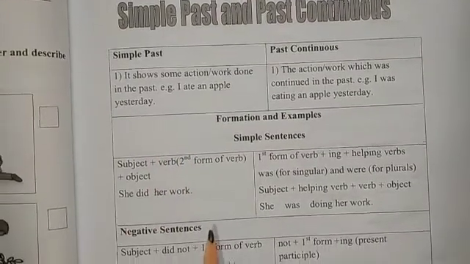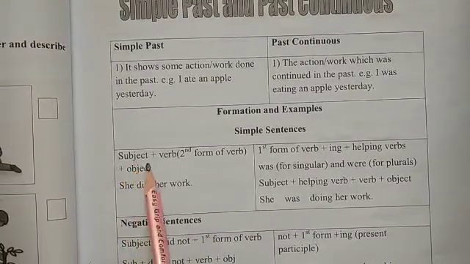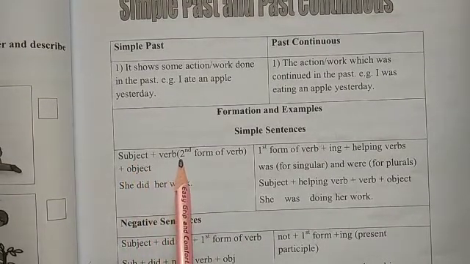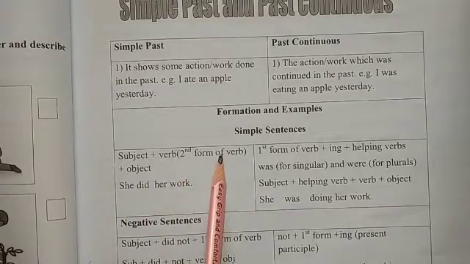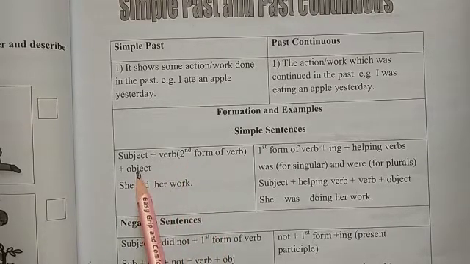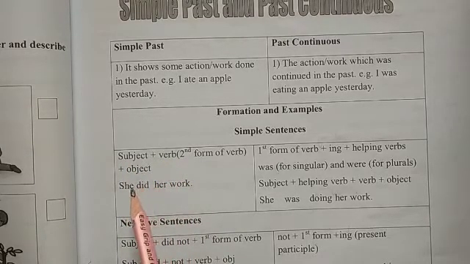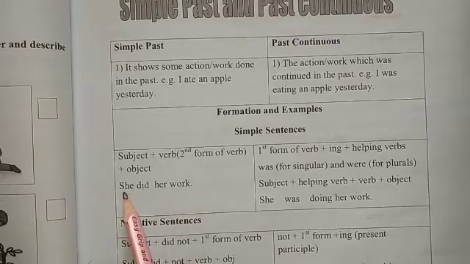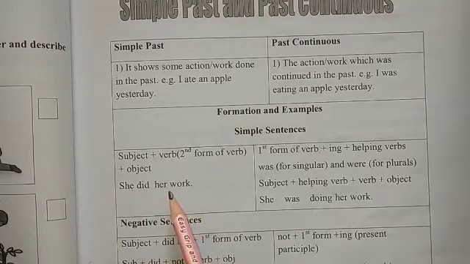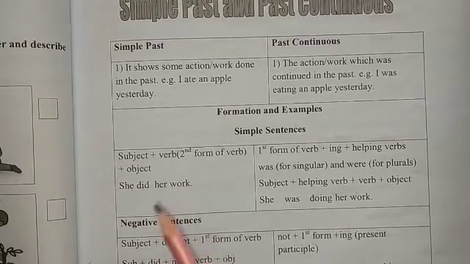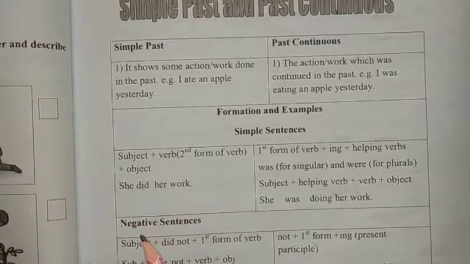So let's check its formation. Subject plus verb. Which form? Second form of verb we use in simple past tense. And object. Okay, subject, second form of verb and object. For example, she did her work. In this sentence, she is subject, did is second form of do and work is object. Okay, she did her work. It's an example of simple past tense.